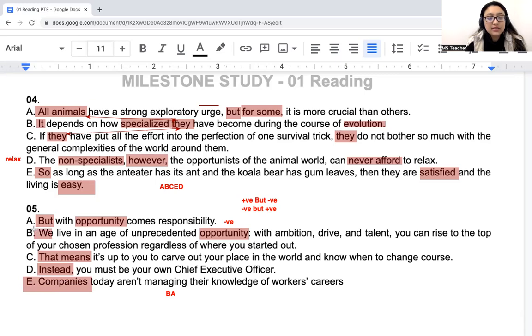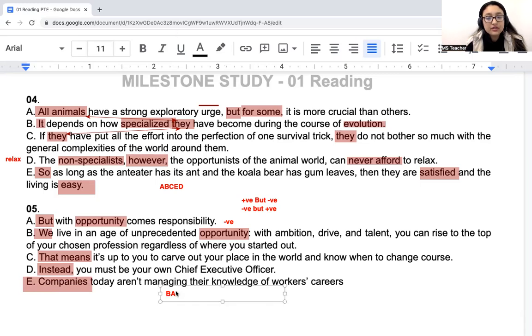I told you in the beginning that we, I, and you should not be taken as pronouns. We means everyone, every human being. We live in an age of opportunity. So age means the world of opportunity. See, this is a more general sentence. So companies cannot be the first sentence.